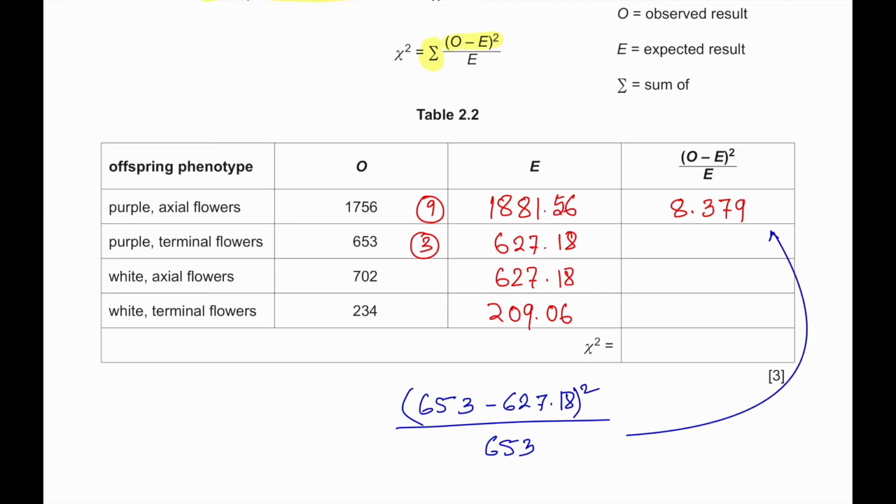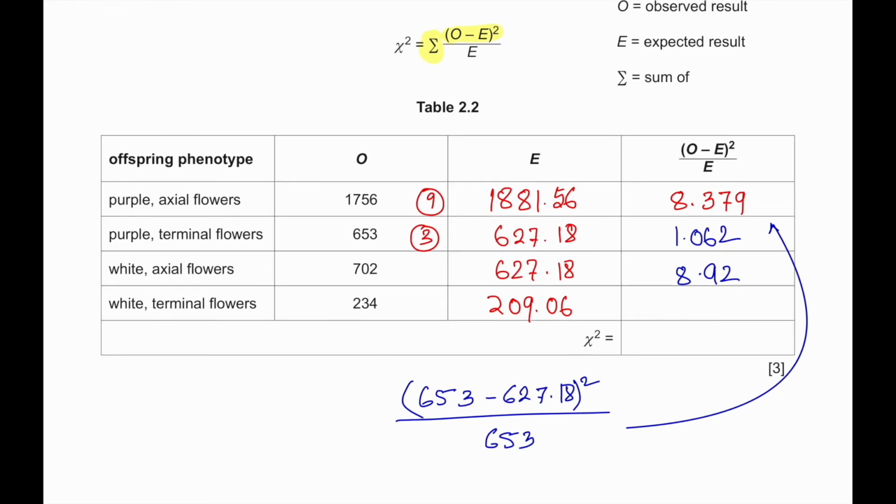So the value is 1.062. Okay, the next value is 8.92, and then the next value is 2.99. Chi-square is equal to 21.48.